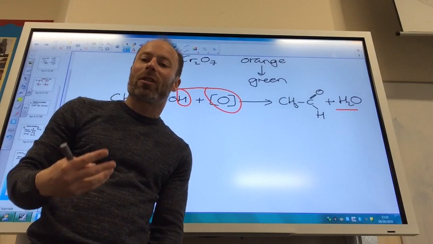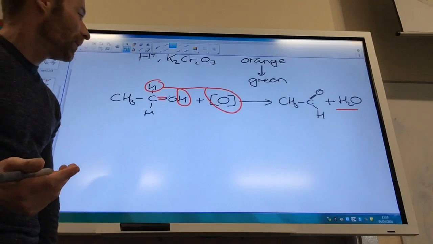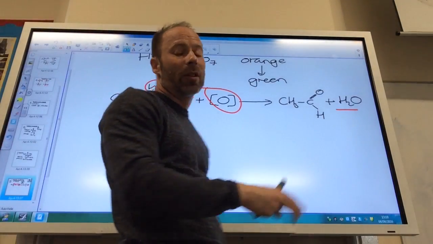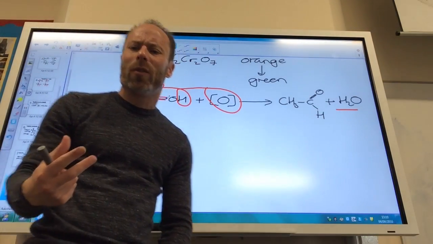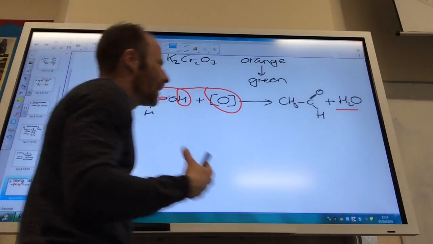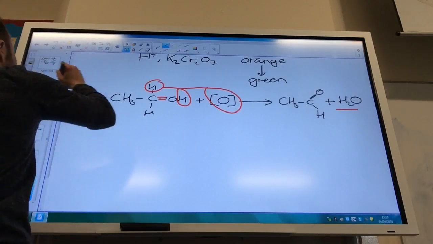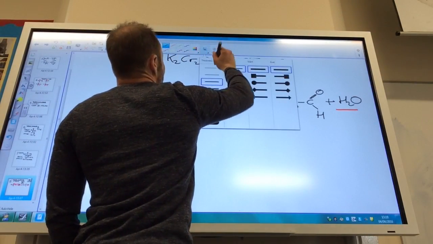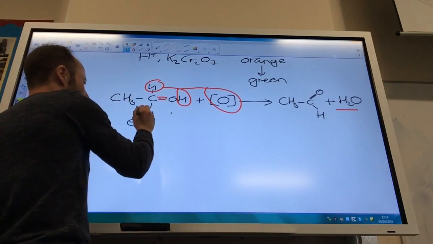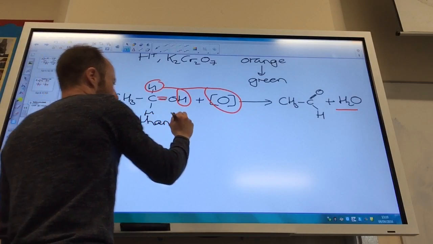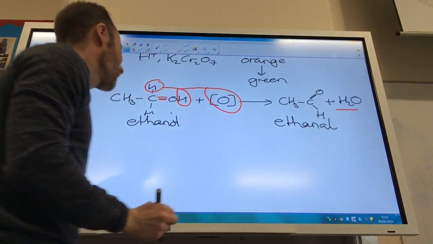So what happens is ethanol's got quite a low boiling point, and hopefully you can see it's a small molecule, so it's easily distilled off. So you heat it up, and basically you evaporate the product off as it's produced. If you don't do that, and you carry on, it will carry on reacting if you let it. So this is ethanol becoming ethanal, which is an aldehyde.